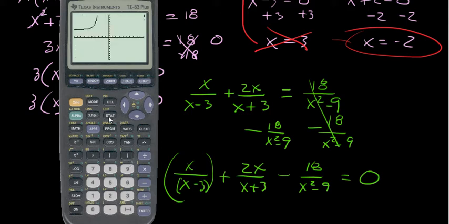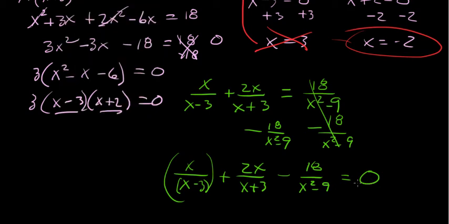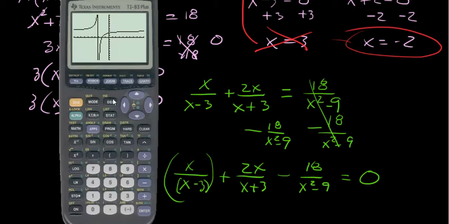graph that bad boy. And now we're going to look for where the graph crosses the x-axis, because remember, we've set these three radical terms equal to 0. So we're going to see where they cross. Now if you look, you notice that if we trace this and go to x equals 3, enter, there's no corresponding value for y. So there is definitely a hole in the graph at x equals 3, but there's no x-intercept at x equals 3.